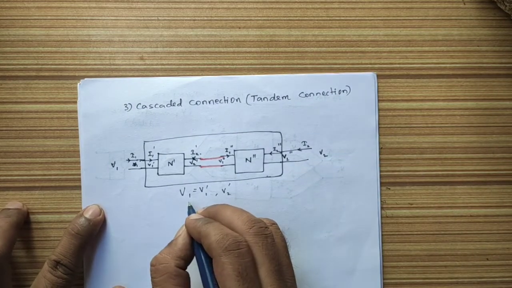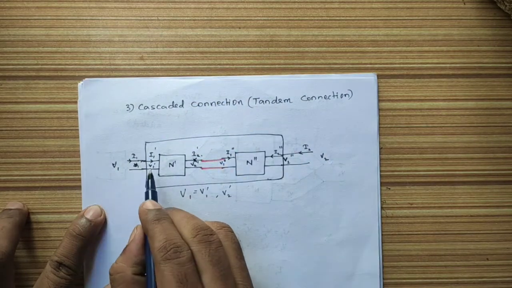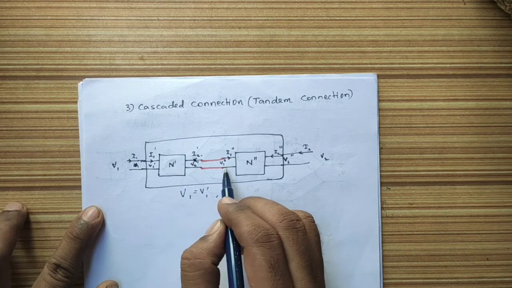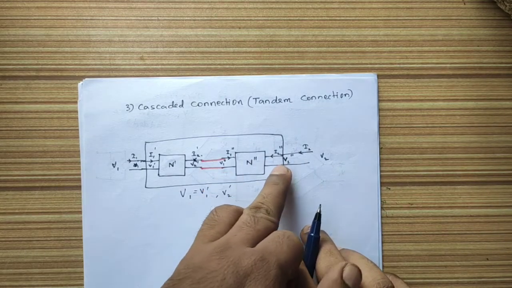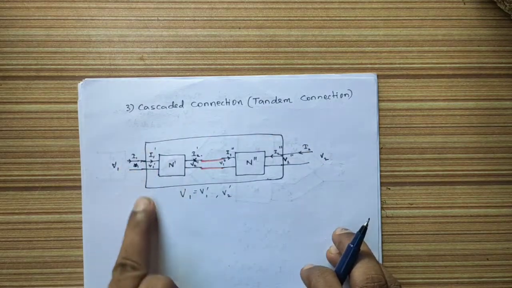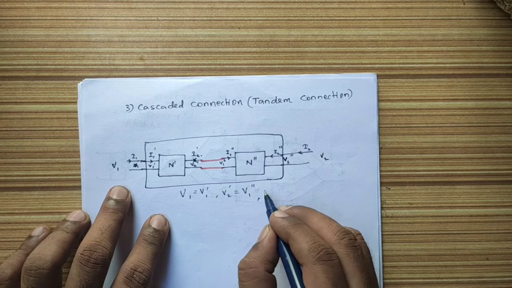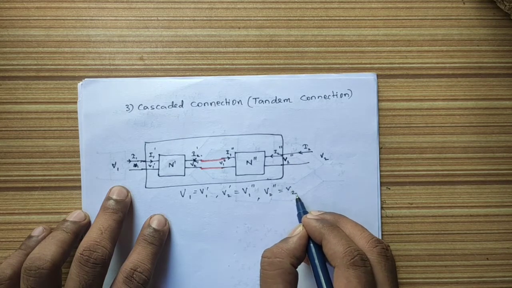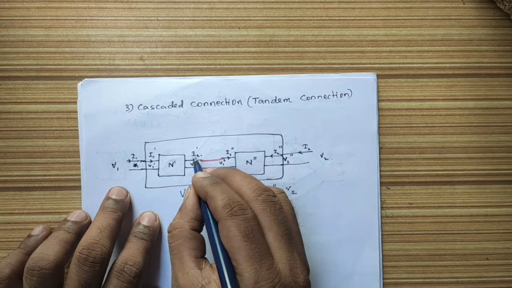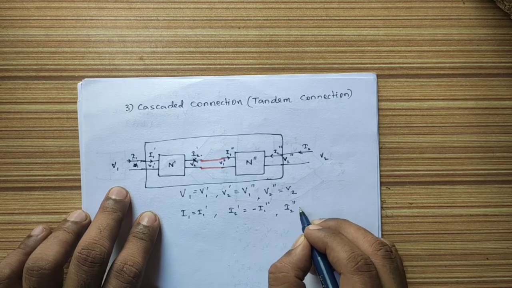Therefore, V1 equal to V1 dash, V2 dash equal to V1 double dash, V2 double dash equal to V2. Input of the overall network is equal to input of the first network. Output voltage of the first network is equal to input voltage of the second network, and output voltage of the second network is equal to output voltage of the overall network. And what about current? Input current I1 equal to I1 dash, I2 dash equal to minus I1 double dash, I2 double dash equal to I2.